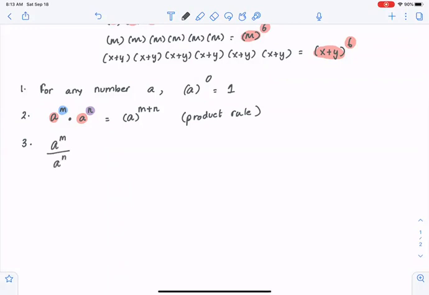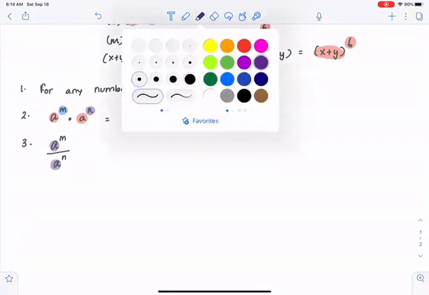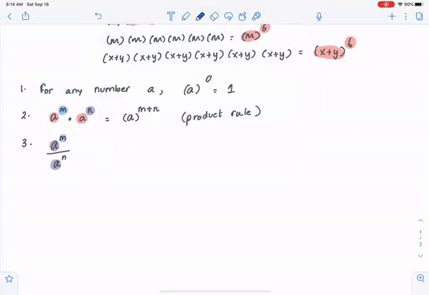The next case is a raised m divided by a raised n. The bases are identical. The powers are different. One is m, the other is n. So that would equal a raised m minus n. That's the quotient rule.